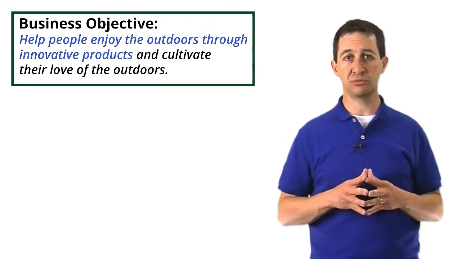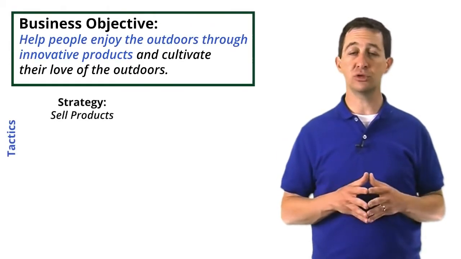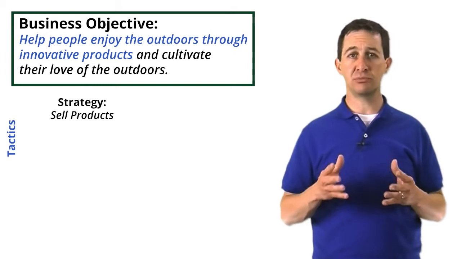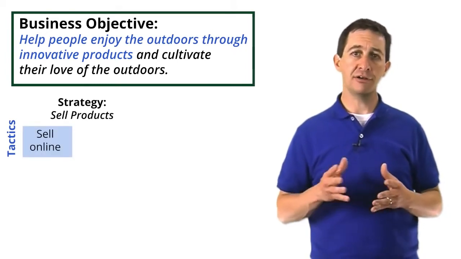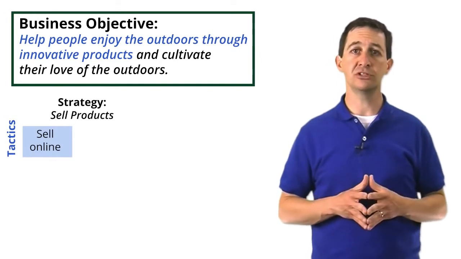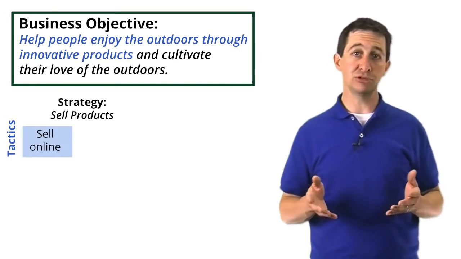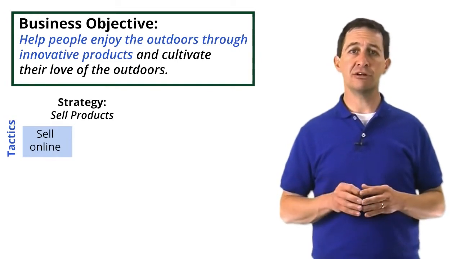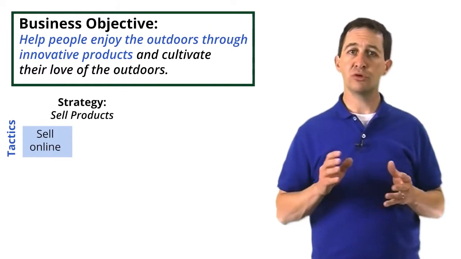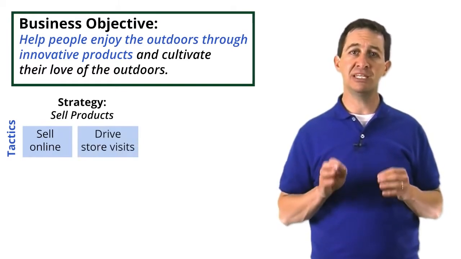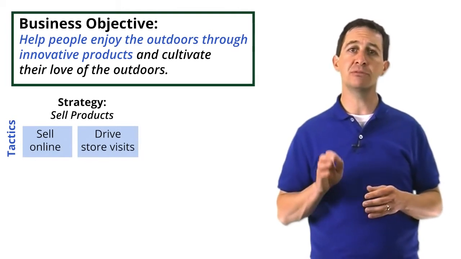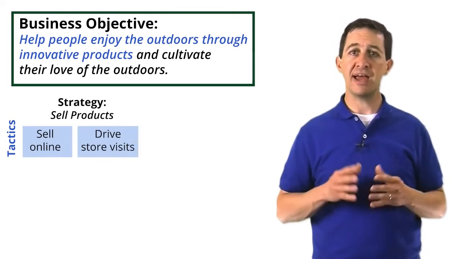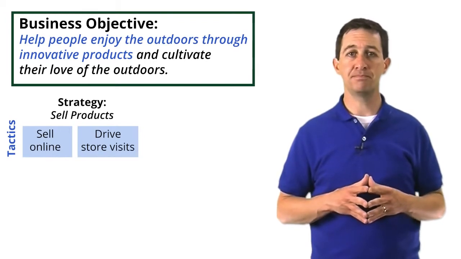One strategy to support our mission would be to sell outdoor products. A tactic to support that strategy would be to sell online via the website. Another would be to sell items in stores. We could even develop a mobile shopping app. But in this scenario, we also have physical stores, so one way we might drive sales is by giving people information on our website or in our mobile app that helps them locate one of our stores. That can be another tactic of our website.